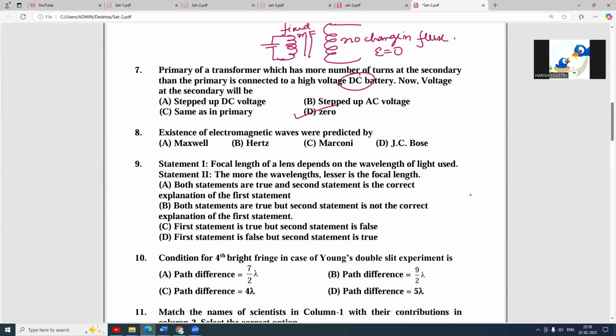Existence of electromagnetic waves was predicted by... So the combination of electric and magnetic field will produce an electromagnetic wave. That theory, electromagnetic wave theory, was given by Maxwell. Maxwell proposed the theory, and Hertz experimentally proved it. Hertz proved the existence of electromagnetic waves, and the theory was given by Maxwell. So option A.